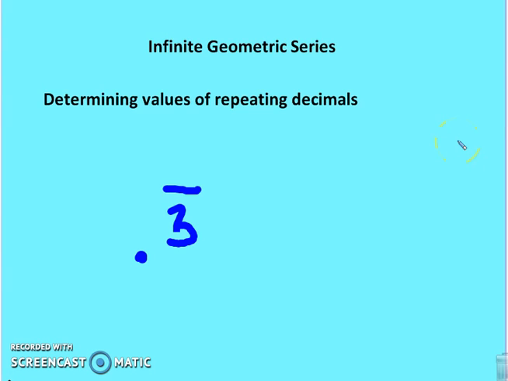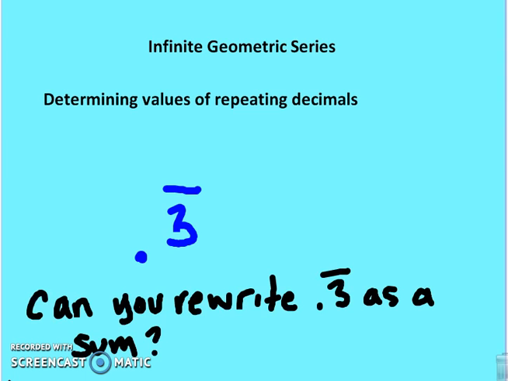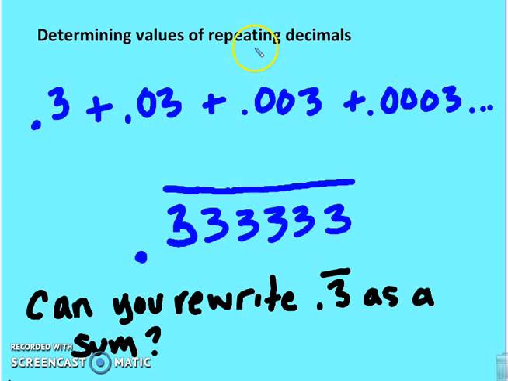We're going to figure out how to create a fraction for a repeating decimal using what we know about the formula for the sum of infinite geometric series or sequences. All right, so I'm going to walk you through this one. You're going to do a couple problems on your own. So we're going to ask you to rewrite 3 repeating as a sum, and it'll look something like this.